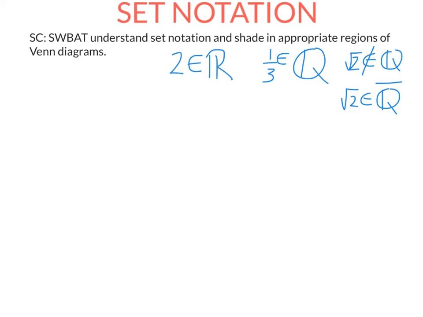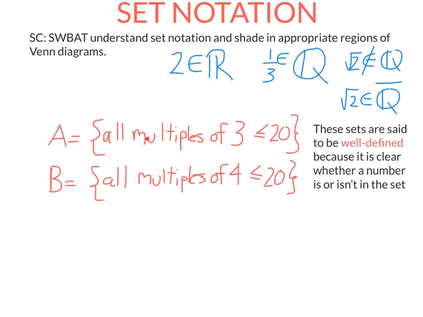So let's construct a few finite sets of our own. So I've listed 2 sets here. A, the set of all multiples of 3 that are less than or equal to 20. Remember, these 2 squiggly brackets signify a set. And B is the set of all multiples of 4 less than or equal to 20. So both of these sets are said to be well defined because there's no ambiguity whether or not an element is in either of those sets.